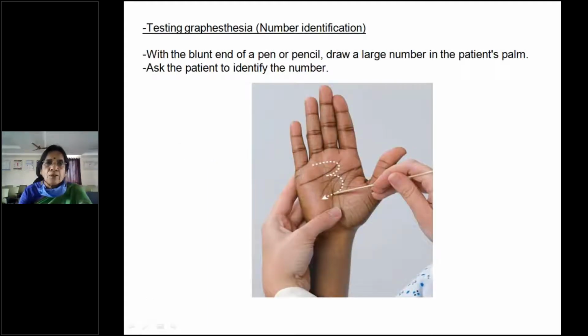And for cortical sensation, I told you already, you write one figure and ask him to tell what it is.